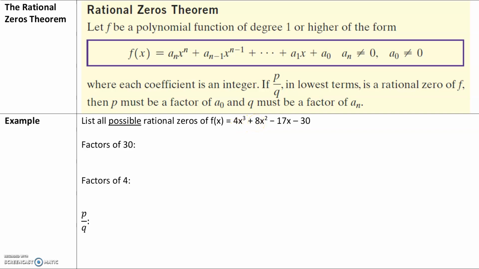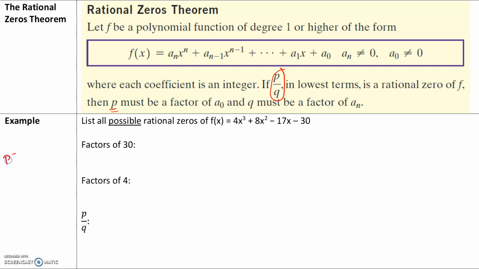Now, before that, let's list out all the possible zeros that this polynomial can have. The rational zeros theorem says that if you have a polynomial in this form, then all the possible zeros are going to be in the form of p over q. So any possible zero is going to be in this form, where p is a factor of the constant a sub 0, and q is a factor of a sub n, which is the leading coefficient.